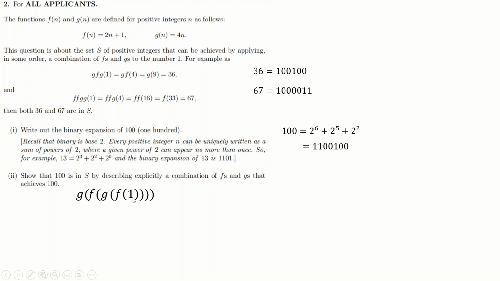So let's just double check this. F of 1, times by 2 and then plus 1, is 3. Then apply g to 3, which is 12. Then apply f to 12, which is 25. Then apply g to 25, and you get 100. So this definitely works just by going backwards. Good. Show that 200 is not an S. Now there's a couple of ways to do this.